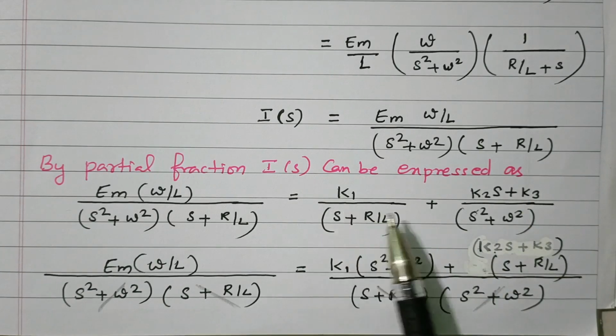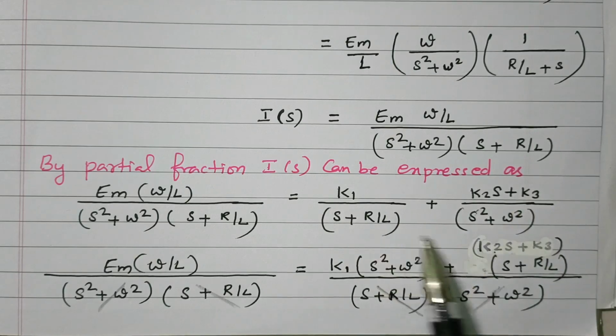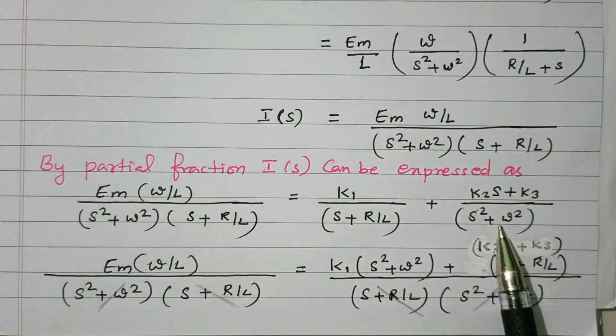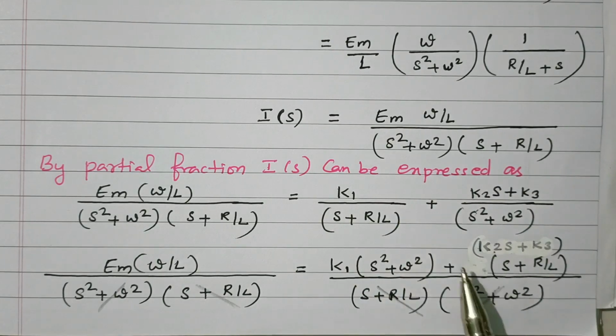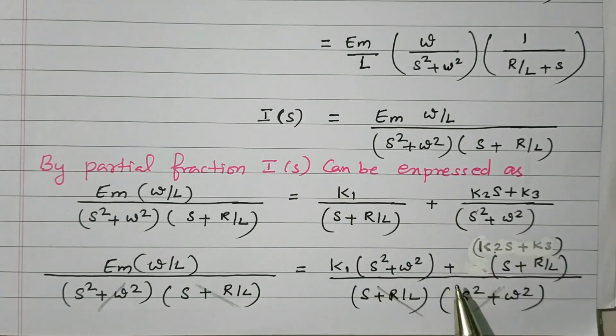By finding the value of K1, K2 and K3, we can easily take the inverse Laplace of these two terms. This term is now converted into standard form so that we can easily take the inverse Laplace. But we need to find the value of K1, K2 and K3. Now on this side the LCM is taken.